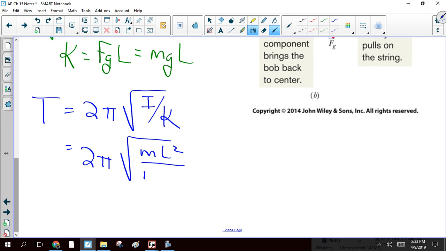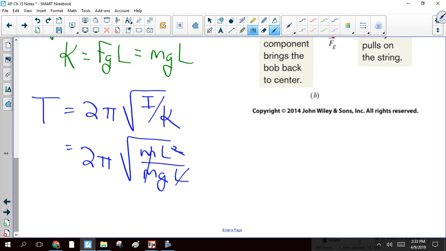Over kappa, which is mgl. And notice the m's cancel, one of the l's cancels, and so you get 2 pi root L over g. Okay, so that is one of the two ways to prove that relationship.